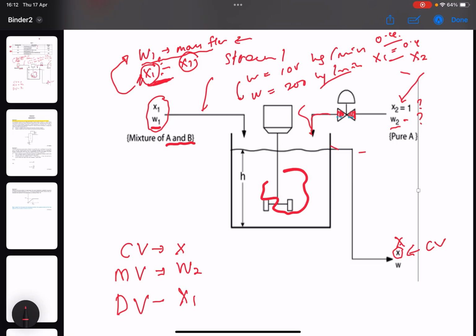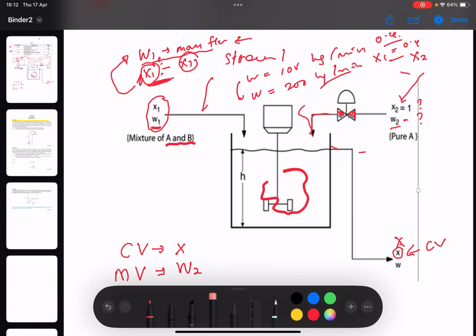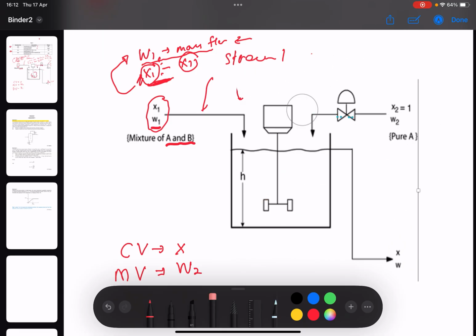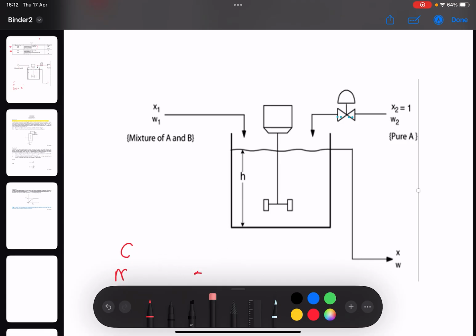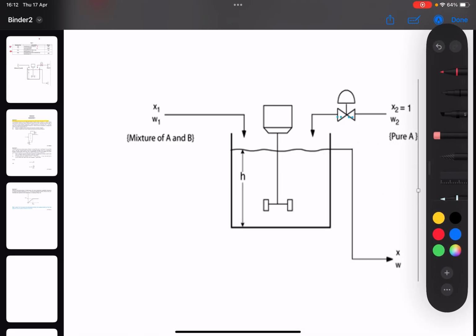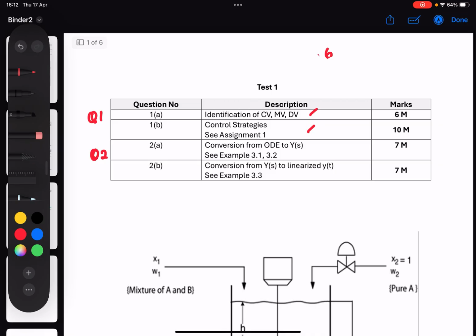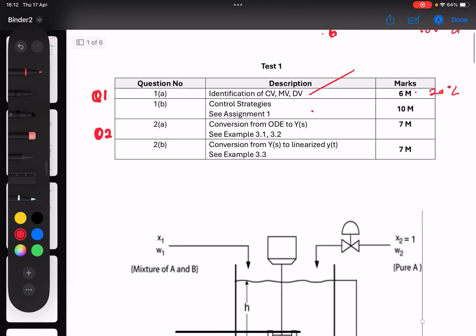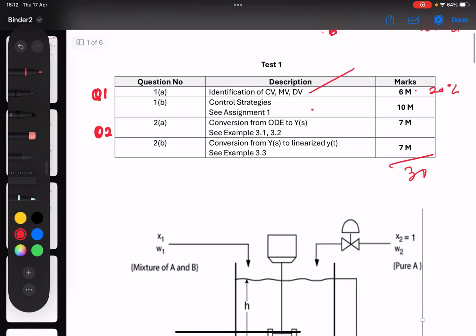So that's it for the identification of control variables, manipulated variables, and disturbance variables. That one is not that difficult. I hope everybody is able to answer the first part of the question correctly, because this is going to be 6 marks, which is about 20% of your total, because 6 out of 30 is 20%. If you're able to answer this one, then it should be okay.